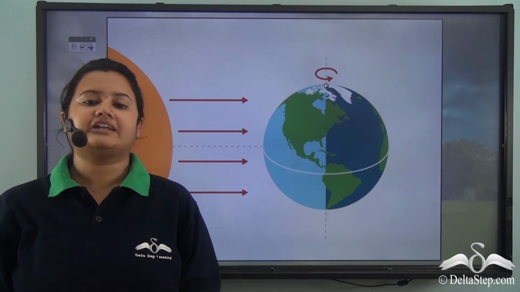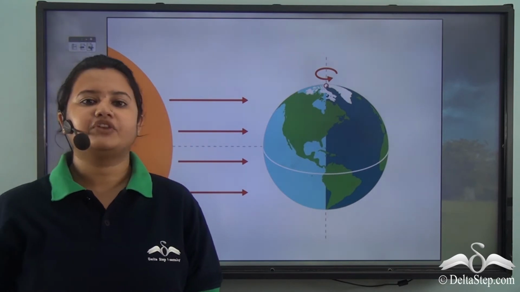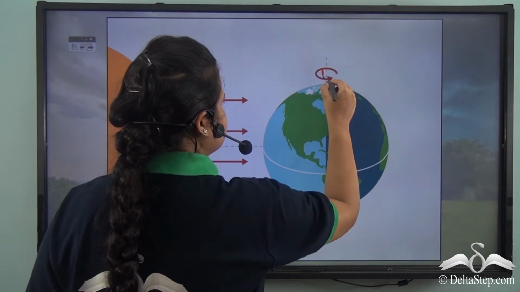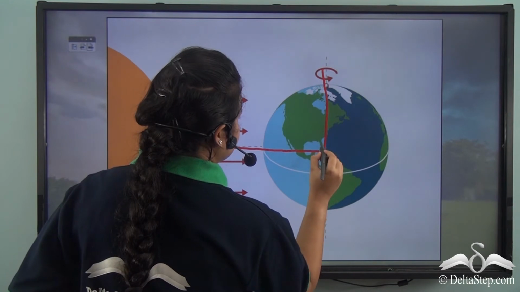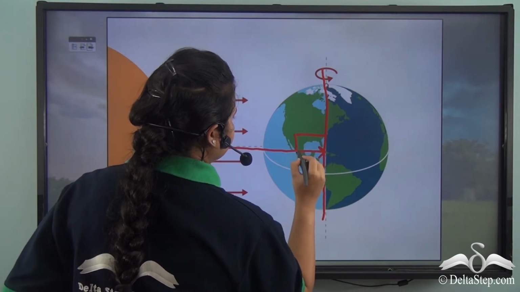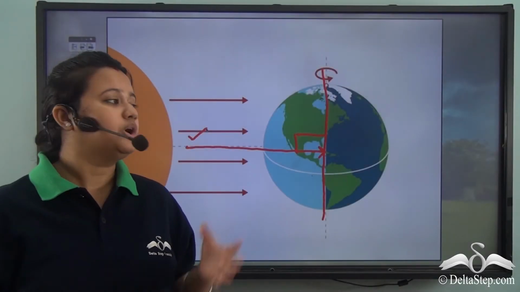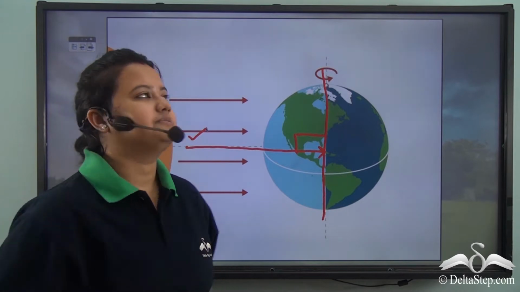Just imagine that our Mother Earth is not tilted. See, here we have the picture. Now in this picture we see that the Earth's axis is perpendicular to the sun's rays. So this is the picture of the Earth that is not tilted.